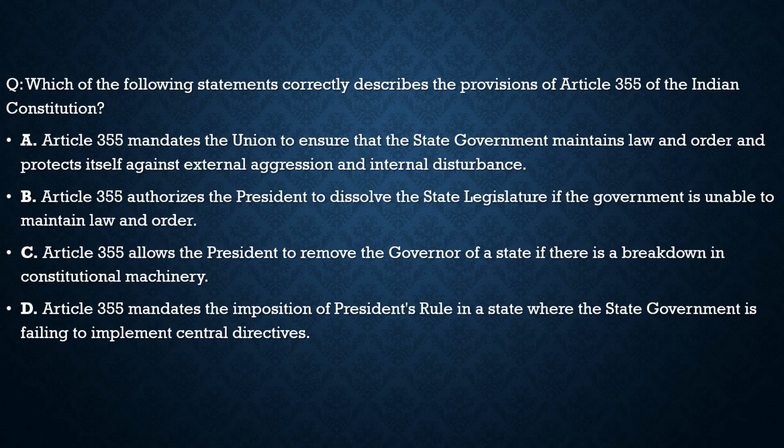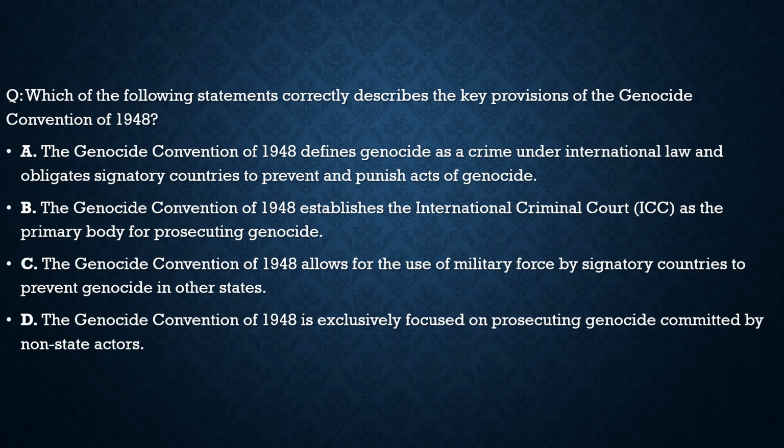Now with this, let's move to another question. It says, which of the following statements correctly describe the key provisions of the Genocide Convention of 1948? Statement A. The Genocide Convention of 1948 defines genocide as a crime under international law and obligates signatory countries to prevent and punish acts of genocide.